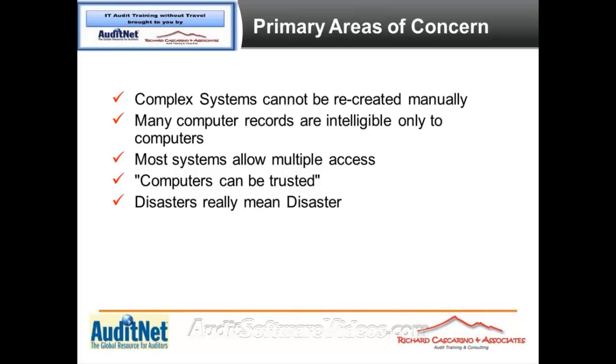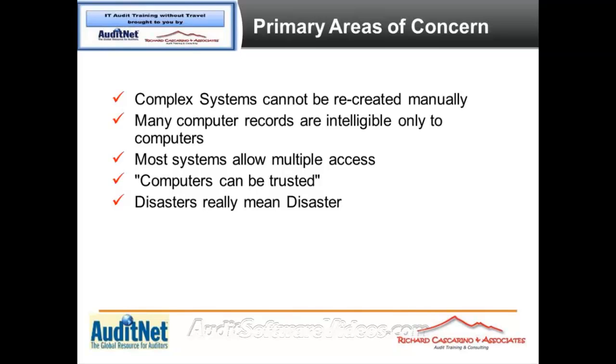Most computers allow multiple access. So you can't go back to the old days when you used to have input documents and you could go check the input documents. There may be no documents. This could be someone phoning in with an order which gets entered straight into the computer, and there is no documentary support.